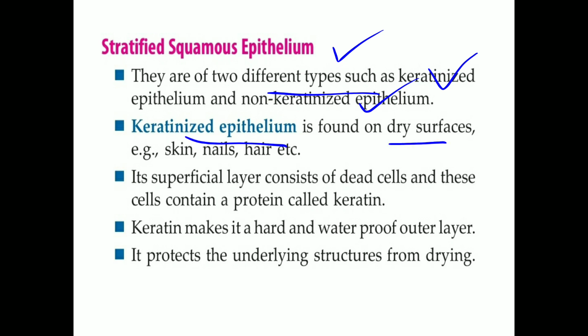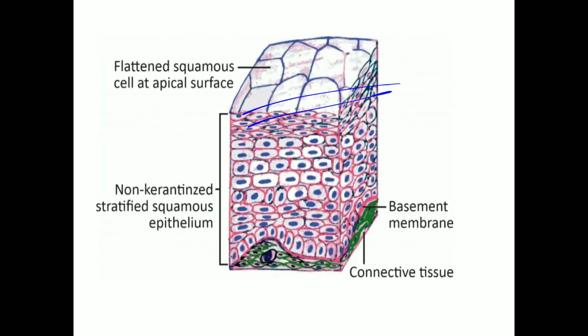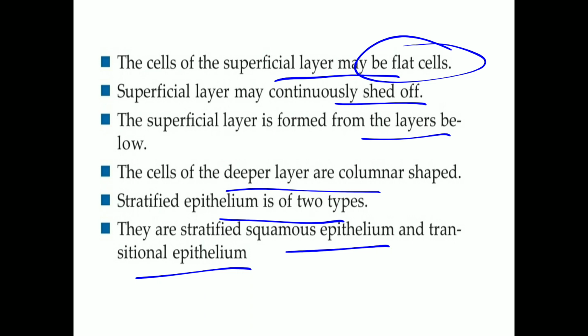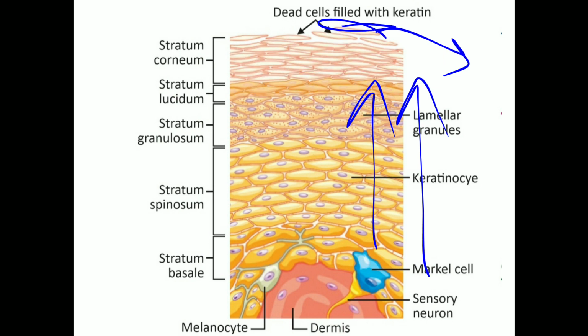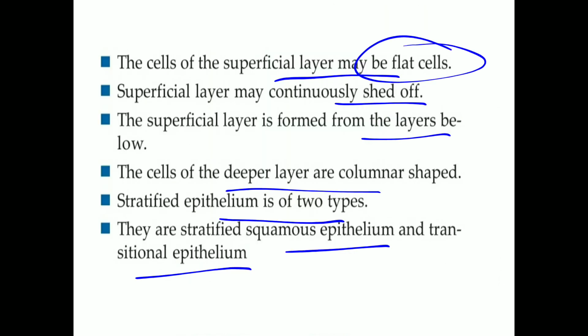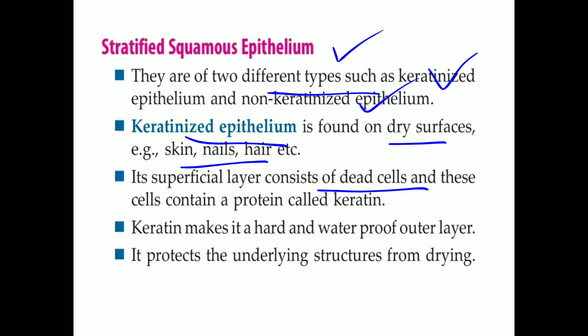Keratinized epithelium is found on dry surfaces, for example skin, hair, nails, etc. And the superficial layer consists of dead cells, as we have already discussed. Here in the keratinized epithelium also they have different layers of cells. You can see there are different types of cells, and on the surface there are dead cells filled with a protein called keratin, and this keratin makes the outer covering hard and waterproof.